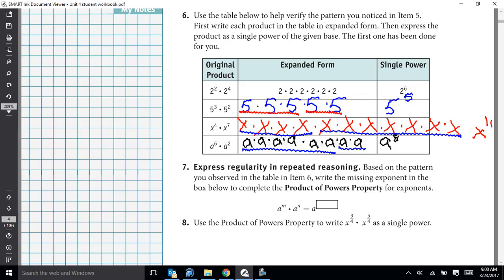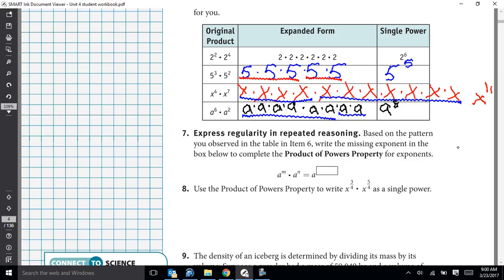So now let's look at what happens when our exponent is not a number, but a variable. So in number 7, based on the pattern that you observed in the table in item 6, write the missing exponent in the box below to complete the product of powers property for exponents. So here our bases are the same, right? We have a to the m times a to the n. So what do we do with our exponents? So this is like a to the 6 plus 2.